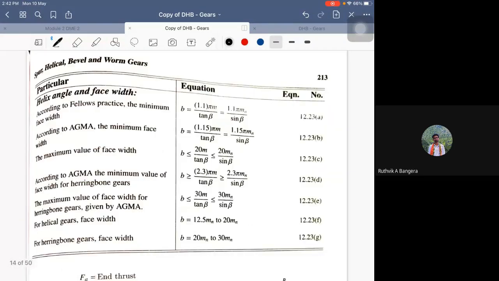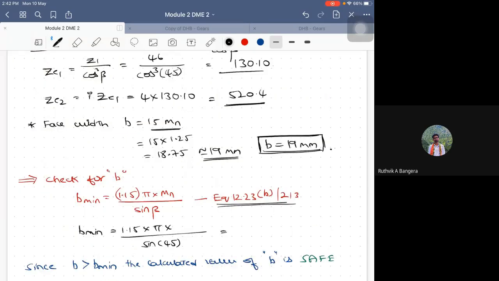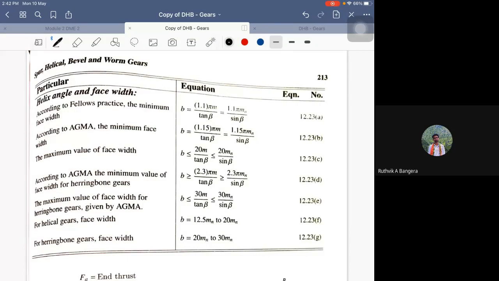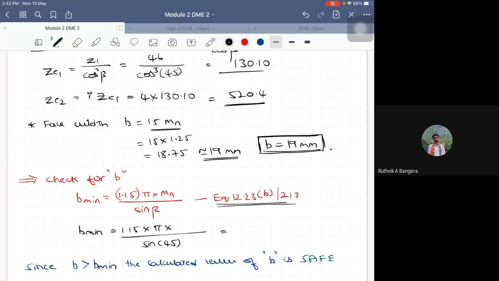Just go for this minimum face width formula, equation number 12.23b. According to AGMA, the minimum face width should be this much. You can take that particular formula, which says it is 1.15 pi into mn divided by sine of beta. Now from this equation, just substitute, so it is 1.25.